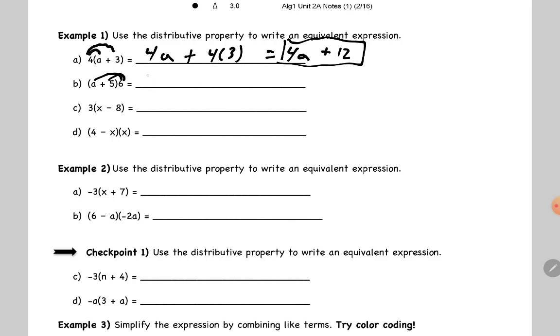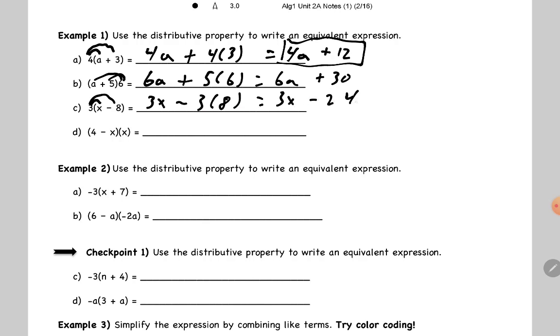This would be 6a plus 5 times 6, which is 6a plus 30. 3 times x is 3x, minus 3 times 8, which is 3x minus 24.